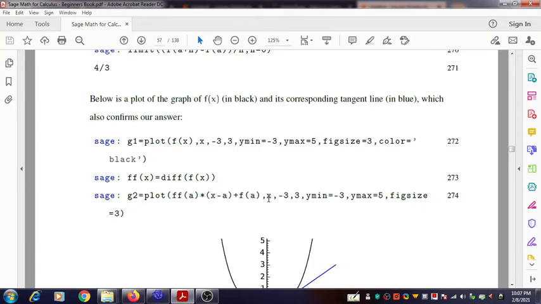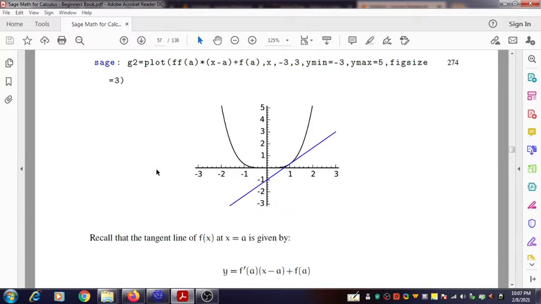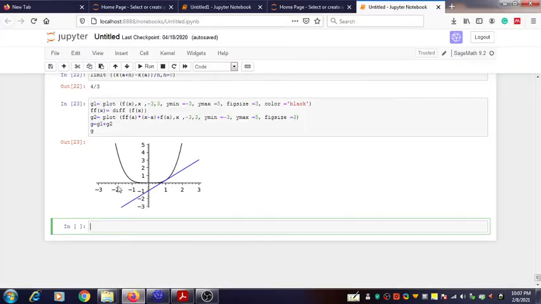After that, the variable x is mentioned, then the range of variation of x is given, and then the y value, the lower limit and upper limit of y are given, and figure size equal to 3 is mentioned. When the command was executed, you got that output. So this can be taken as an example of plotting of curves also.